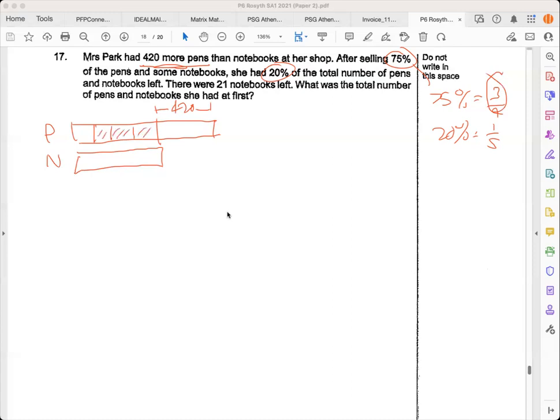Similarly, I got to sell away 3/4 of my 420. So 3/4 of 420 is equal to 315. So what is left? 420 minus 315. You are left with 105. So this is 105. Okay. She sold some notebooks. I do not know how much, so I just roughly shade like that. And they say that 21 notebooks were left. So this is 21.